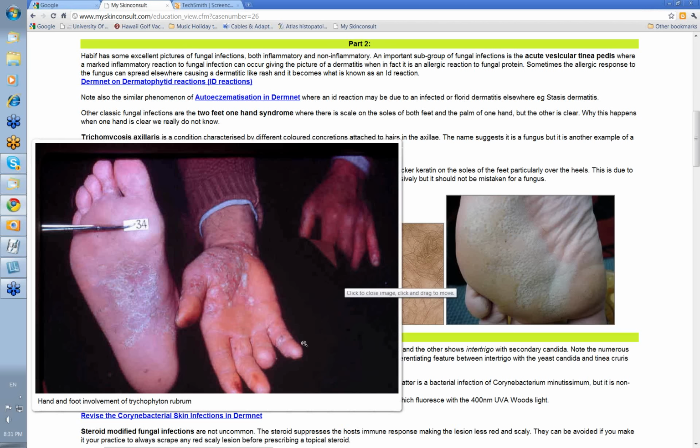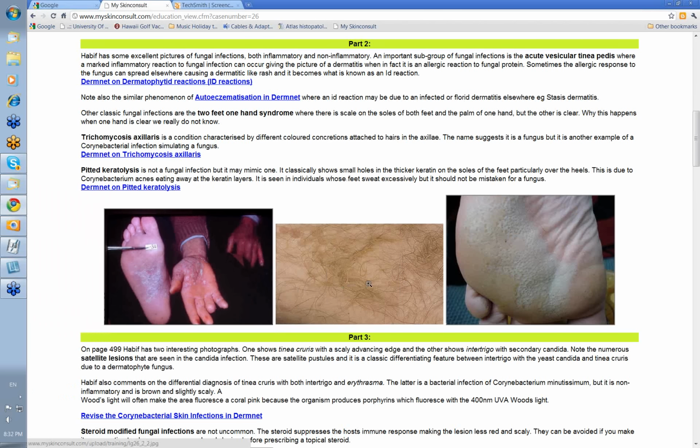Always have a good look at the nails as well and see if there are other problems. He's obviously a smoker from these brown fingers, and it looks as if he's even lost a bit of a digit here. So he might have been diabetic as well.